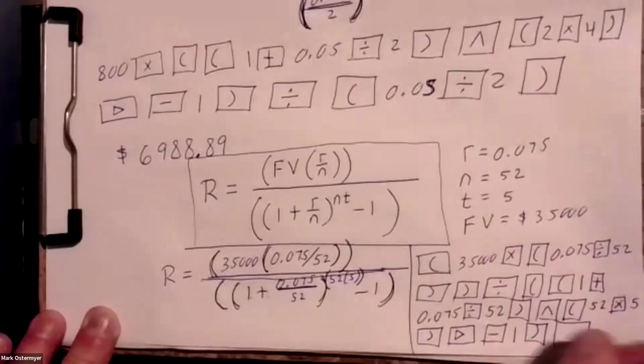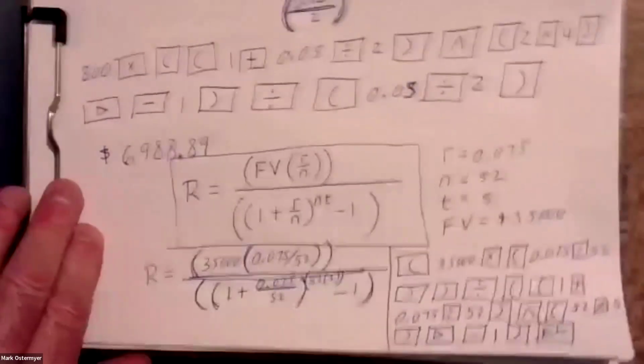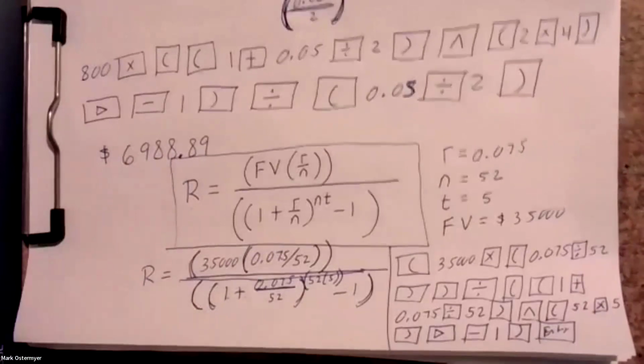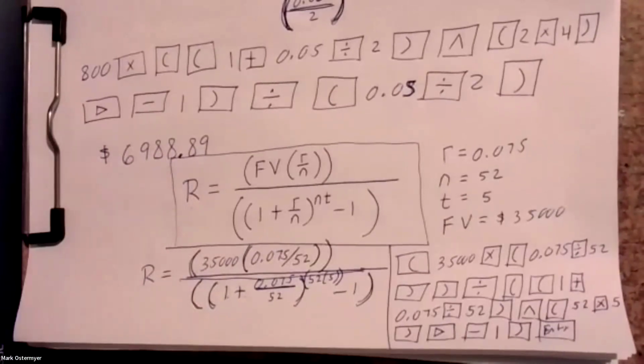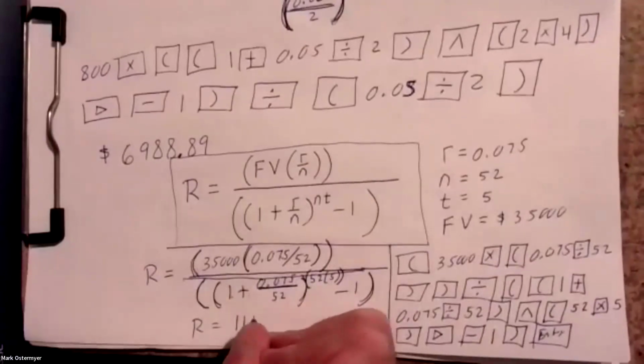Enter, and you would have the answer. All right, there you go. That's how you literally type it in. Okay, 111.04. What would be our weekly payment? $111.04.